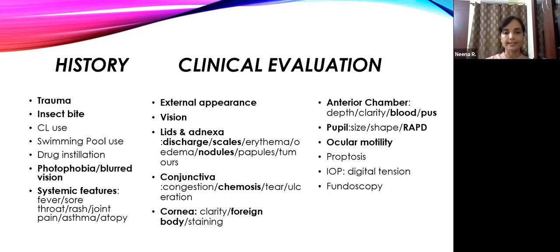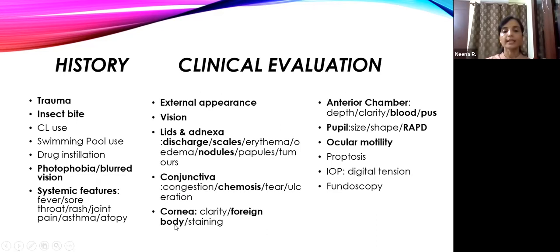So when you are examining the child, even with a torchlight, gross things can be made out, like the external appearance of the eye. Are there any adnexal problems in the lids? Is there any discharge, any scales, any redness, any swelling of the lids, nodules or papules? Or look at the conjunctiva. Is the conjunctiva red? Is there any ballooning of the conjunctiva, which is known as chemosis? Is there any tear or ulceration of the conjunctiva?